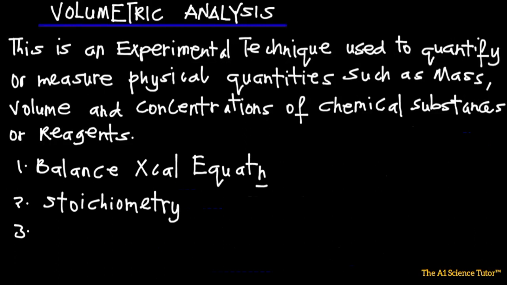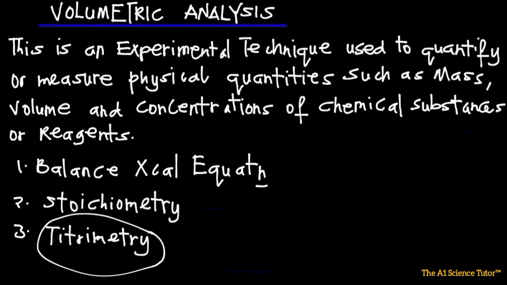Thirdly, you need a basic understanding of titrimetry itself. All the stuff I gave you here, you need to have a good understanding of them. Or I should rather say, by the end of the class, you should be very good at balancing chemical equations, solving questions under stoichiometry, and understanding concepts under titrimetry. So that's the basic target. Now we're going to move into the first section, balancing chemical equations.